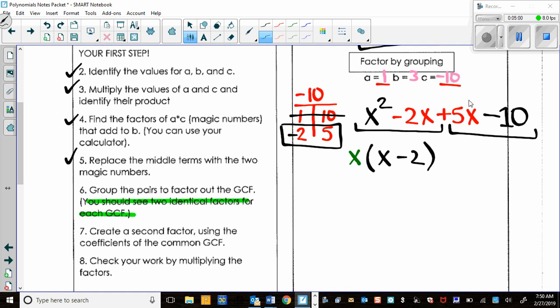All right, so let's go ahead and look at the next group here. I look at 5x and negative 10, and what they have in common is that they have a positive 5. So I'm going to go ahead and take out a positive 5.